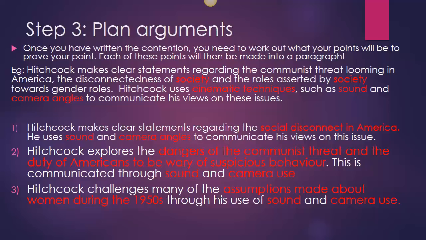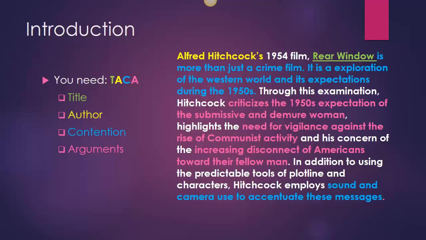So my 3 paragraphs are going to be: paragraph 1, I'm going to make about social disconnectedness in America, and I'm going to use sound and camera angles to justify that. So my evidence is going to come from sound and camera angles. Paragraph 2, I'm going to talk about the dangers of the communist threat and the duties of Americans to be aware of suspicious behaviour. And then again, I'm going to use sound and camera angles as my evidence. My 3rd paragraph is going to be about assumptions about women and gender roles. And then again, I'm going to use sound and camera use as justifiers. Pretty straightforward.